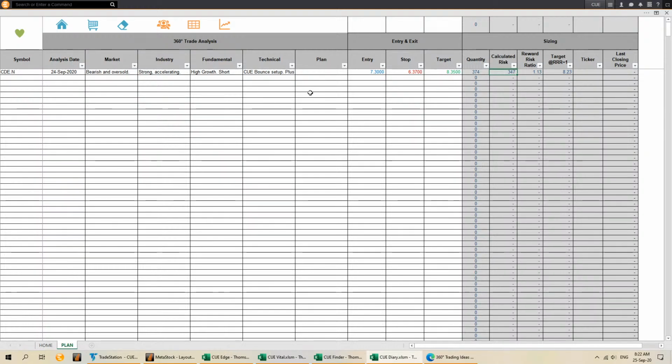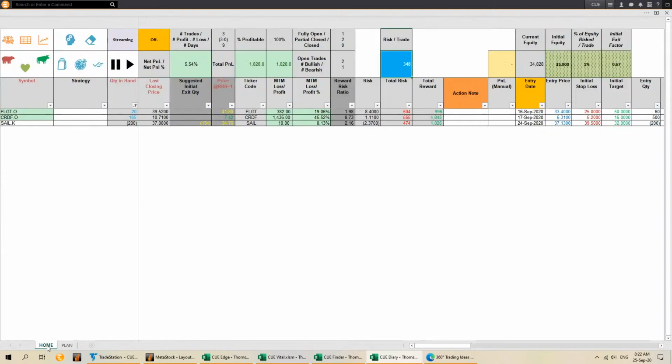Now suppose the market has opened and suppose I placed a GTC buy stop order at $7.3, and it got filled at $7.3. Then from plan, I want to transfer this trade to the trading log, which is the home page. There are 3 trades already logged. Now I don't need to type the trade again in the trade log, that is home.